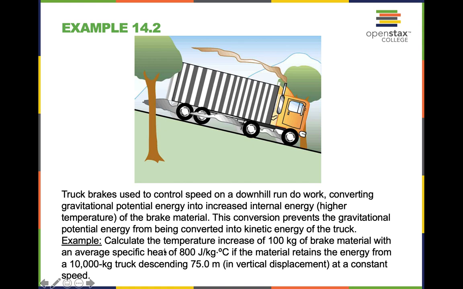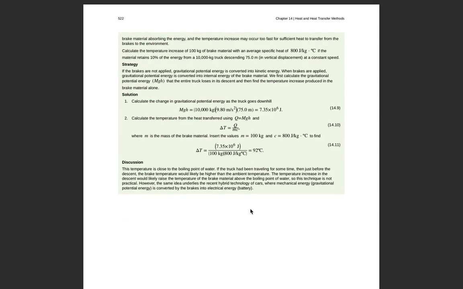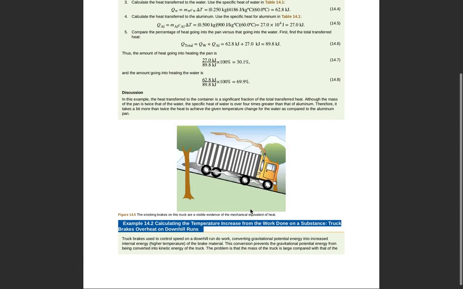So we have our specific heat there. That's our C, that's our M. If the material retains the energy from a 10,000 kilogram truck descending 75 meters in a vertical displacement at a constant speed.